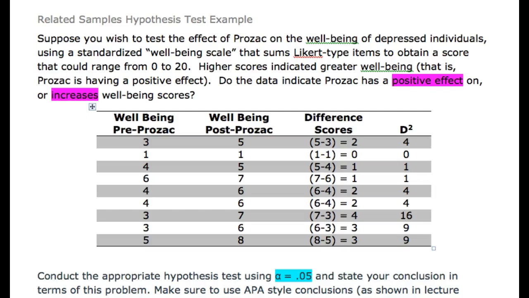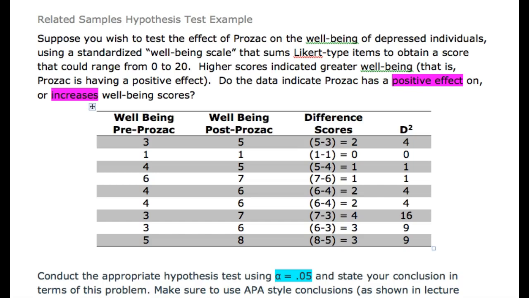Hello everyone. So I'm redoing the example for related samples hypothesis test because I made an error in the calculations, especially at the very beginning for standard deviation. So I'm going to redo this video with the corrected standard deviations. Alright, so let's go ahead and start.